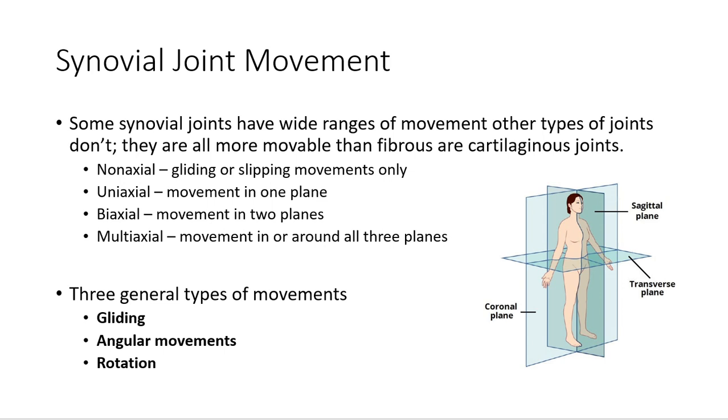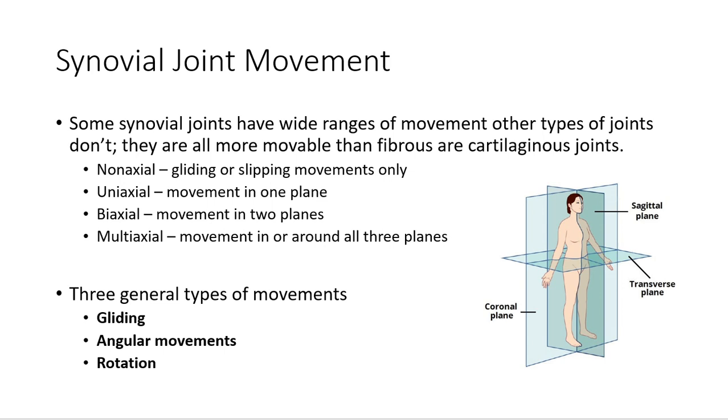We also want to talk about synovial joint movement. Some joints have non-axial movement. They glide or slip, but they don't really move. Others have uniaxial movement and can only perform things like flexion and extension, and we'll look at motions like that. Then biaxial is movement in 2 planes, and multiaxial is movement in all or around all 3 planes.